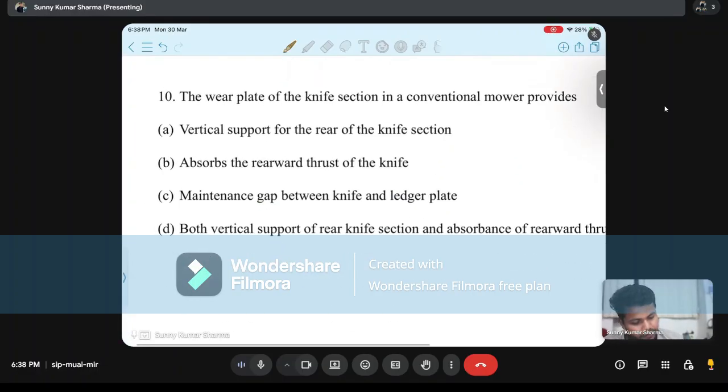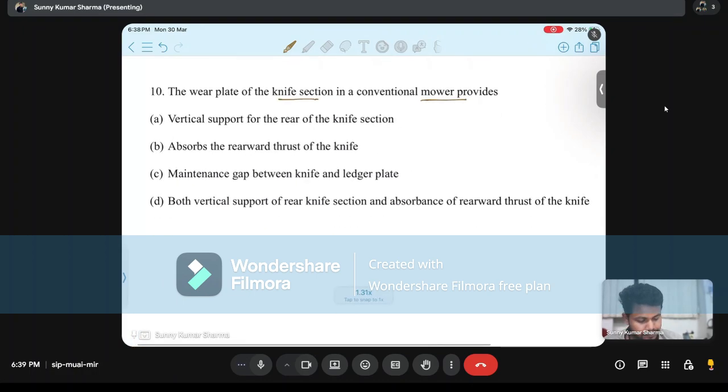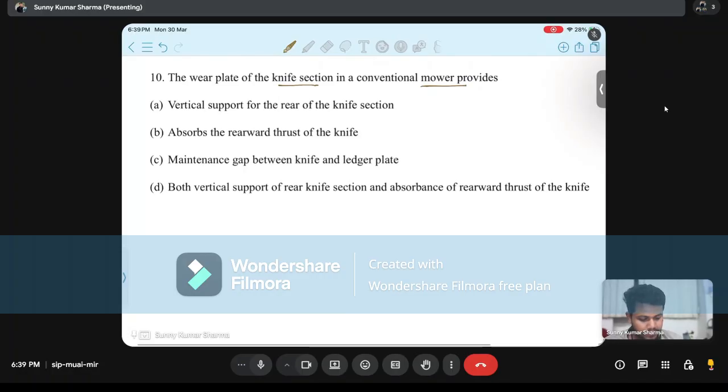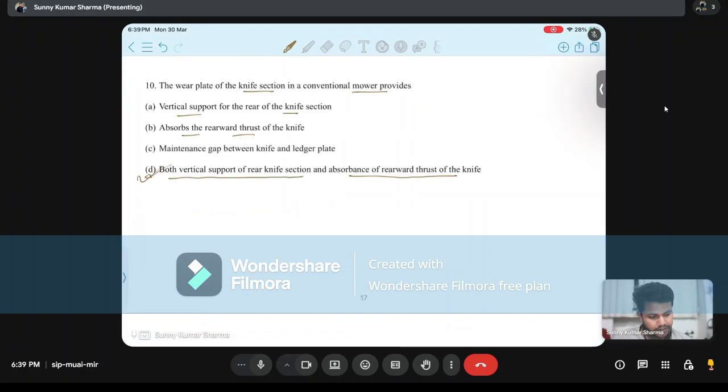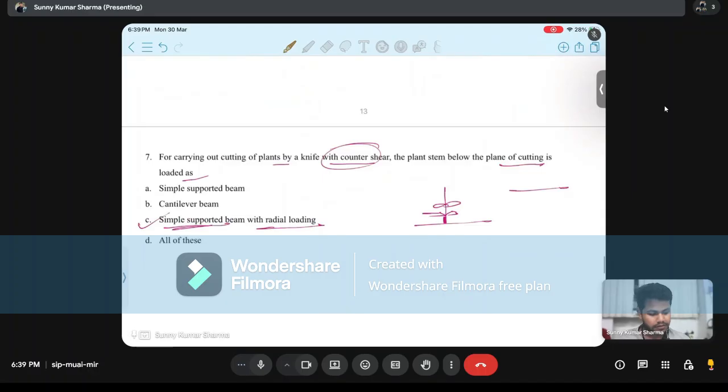So next question is the wear plate of the knife section in a conventional mode provides both vertical support and support of the plate of rear knife section, and the vertical support of the knife section, which also is yes. So the correct answer will be. So this was the question regarding big time.